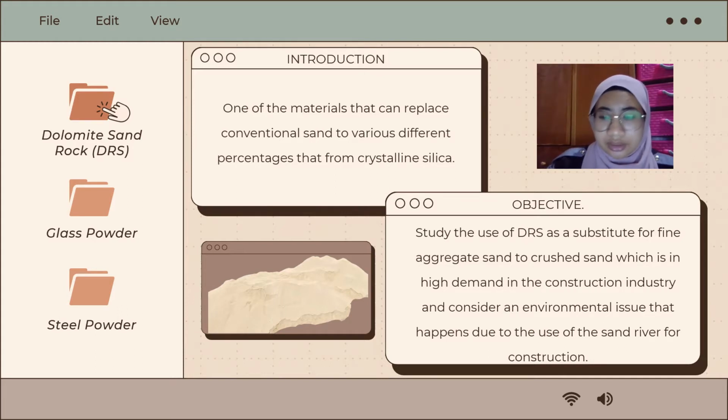We use 3 articles for this presentation. First is about dolomite sand rock, second is about glass powder, third is about steel powder. First is dolomite sand rock.